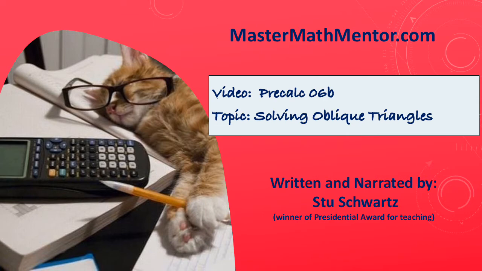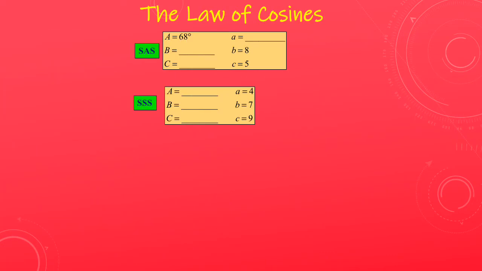This is video Precalc 06B, and the topic is the continuation of solving oblique triangles. In the previous video, we learned how to solve triangles in the form of angle, side, angle, angle, angle, side, and if possible, side, side, angle. That leaves us with the cases of side angle side and side side side.